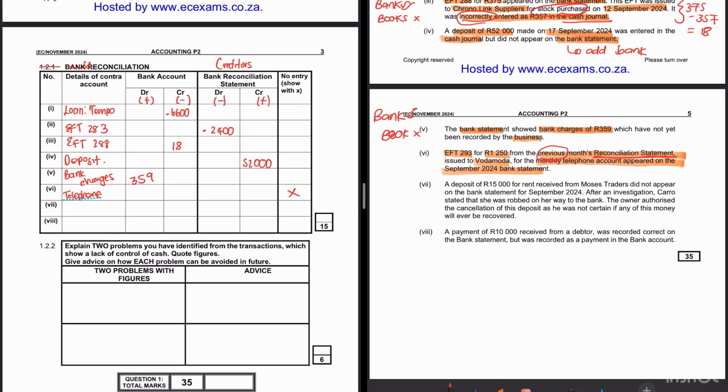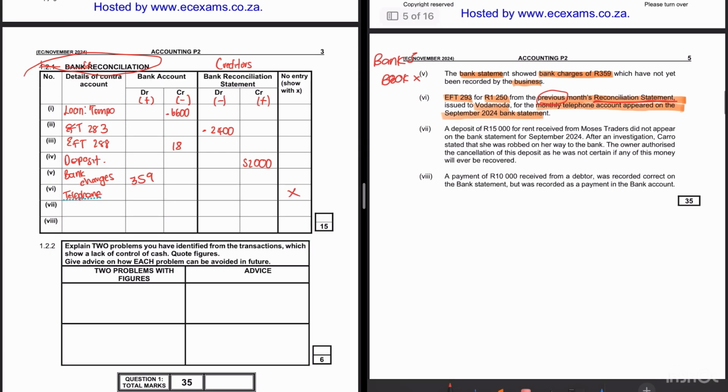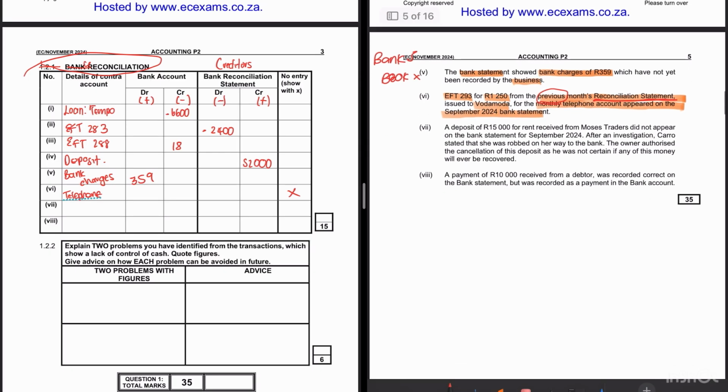So this recon that we're doing here is for fixing. We are not fixing it again. We are not double accounting for it. Okay, so this is number 7. A deposit of 15,000 for rent received from Moses Traders did not appear on the bank statement for September. After investigation, Carrie stated that she was robbed on the way to the bank. The owner authorized the cancellation of this deposit as he was not certain if this money will ever be recovered.